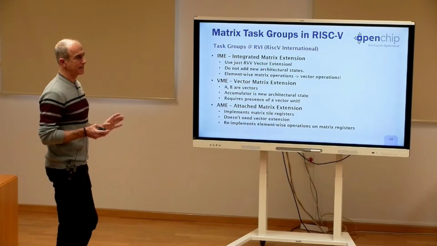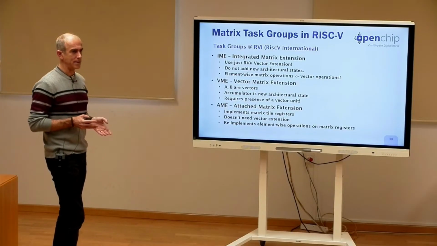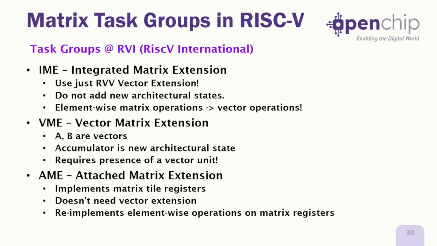Currently, there are 3 different approaches to the matrix extensions, which are discussed in this task group in RISC-V International, an organization which tries to standardize all RISC-V operations. They are studying these 3 structures: the IME, VME, and AME. The IME is what is called the integrated matrix extension. This is the simplest one.